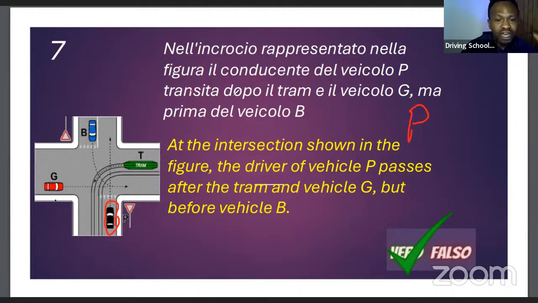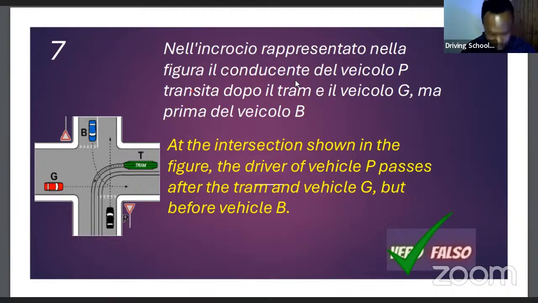Vehicle P will leave after the tram and vehicle G have already left, which means it's going to be T, G. It said, but before vehicle B, which is T, G, P, B. The answer is vero. It is correct, Mr. Oji, because I don't know if you listened carefully when I explained this triangle sign.